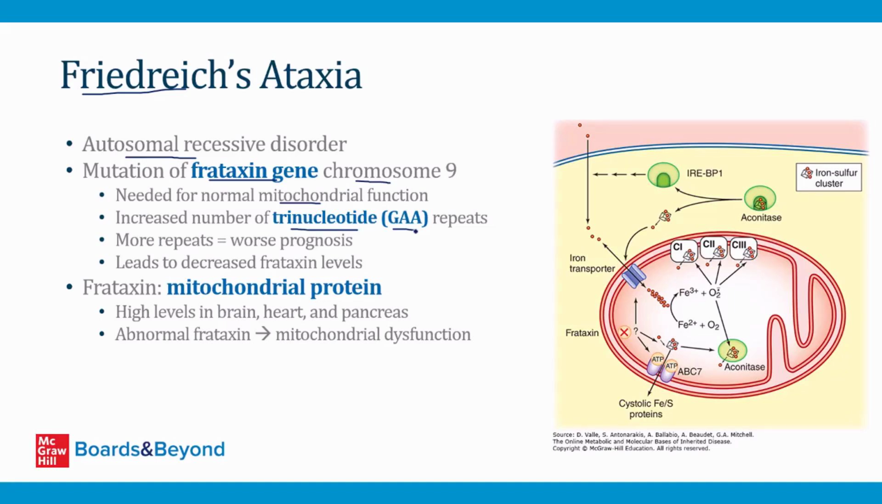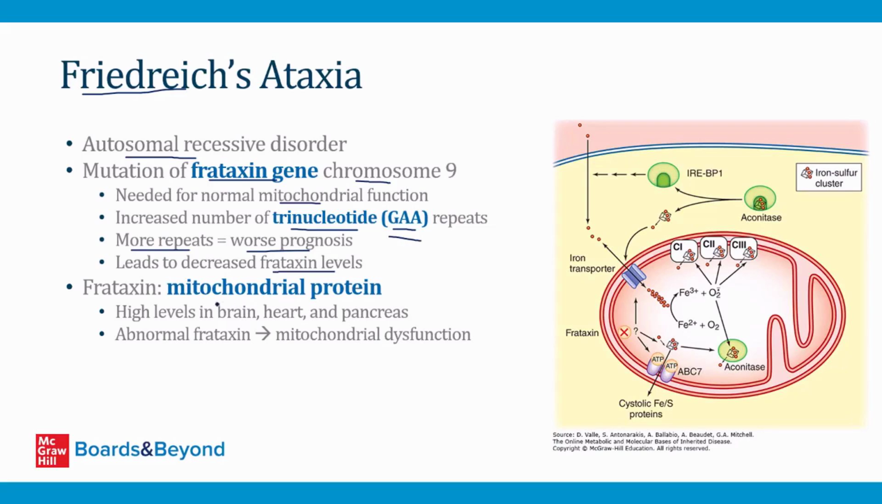I talk about trinucleotide repeat genetic disorders in their own video in the genetics section, but these are disorders where there are normally a certain number of repeats of a specific base combination like GAA, but in a mutated gene, there are extra copies of these repeats. And the more repeats the frataxin gene picks up, the worse the prognosis of patients who have Friedreich's ataxia. These extra repeats lead to decreased frataxin level.